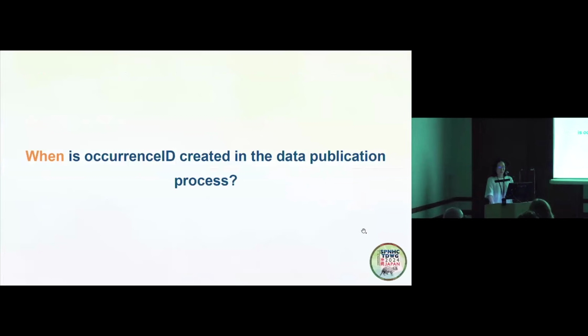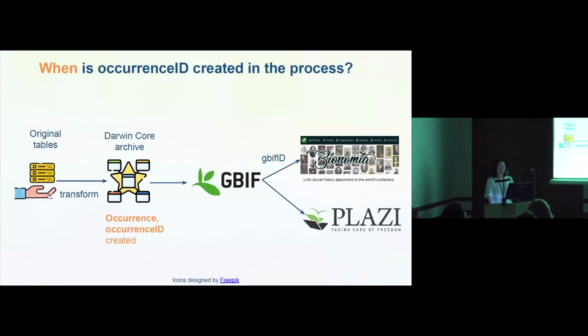So in the previous example, there was no occurrence table. So what about occurrence ID? When is occurrence ID created, right? The original tables need to be transformed into Darwin Core tables so that they can be published to GBIF or OBIS. And occurrence ID is only created in the second step.